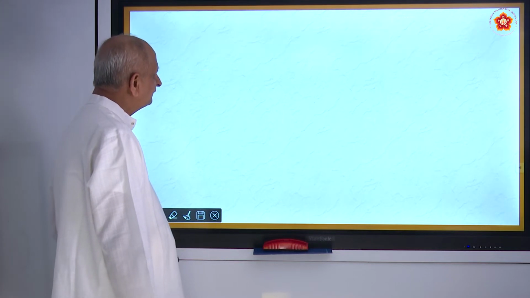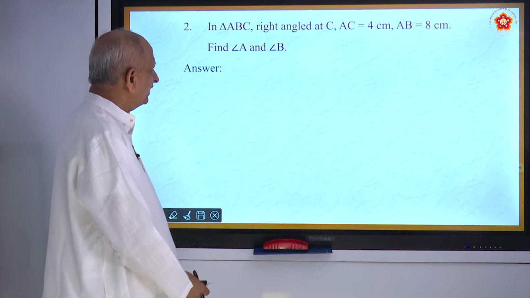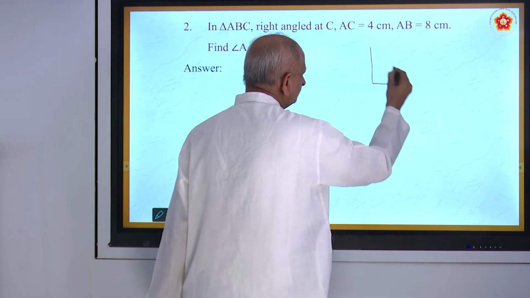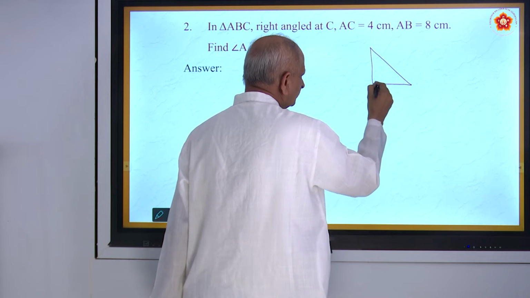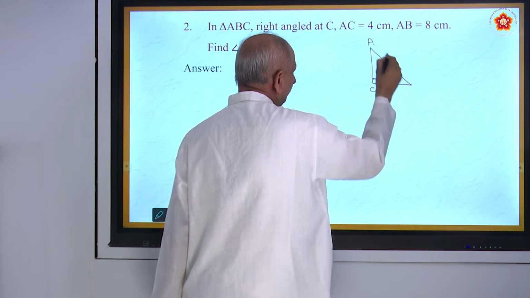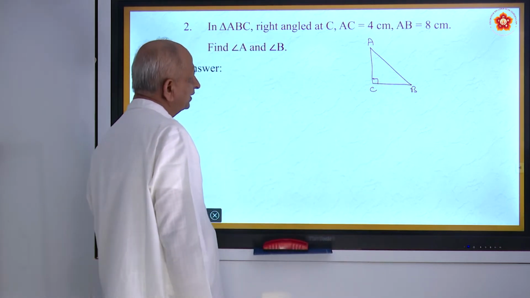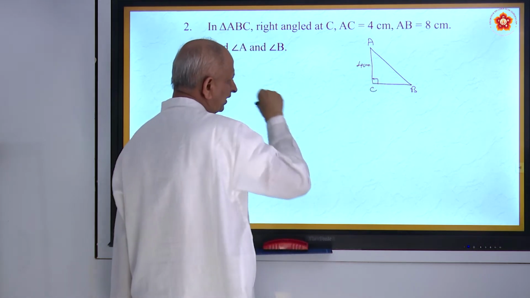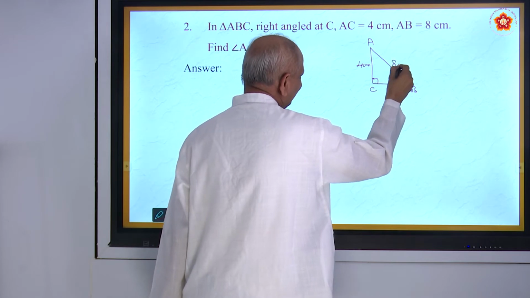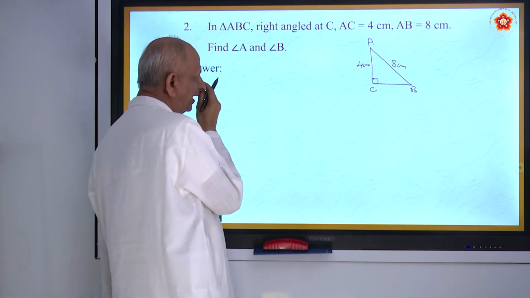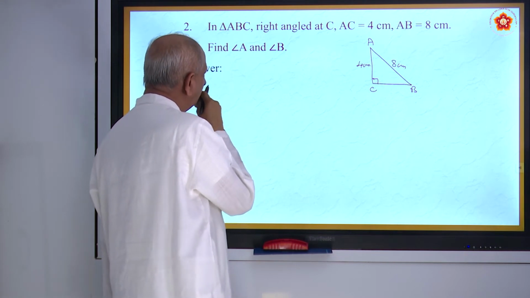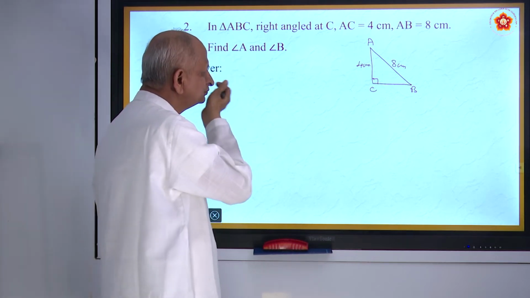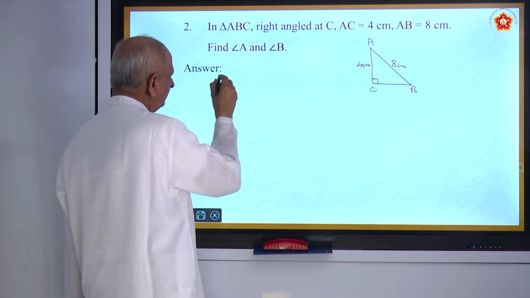Okay, now coming to second question. In triangle ABC, right angle at C. So this right angle at C, A, B, C, AC is 4 centimeters and then AB is 8 centimeters. Find angle A and B and BC we have to find out. Is it not? How to find out BC?